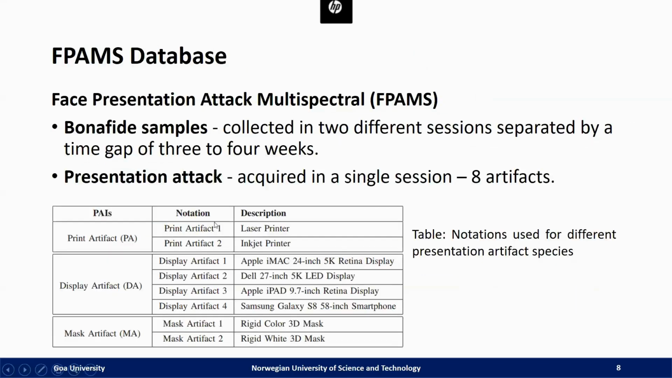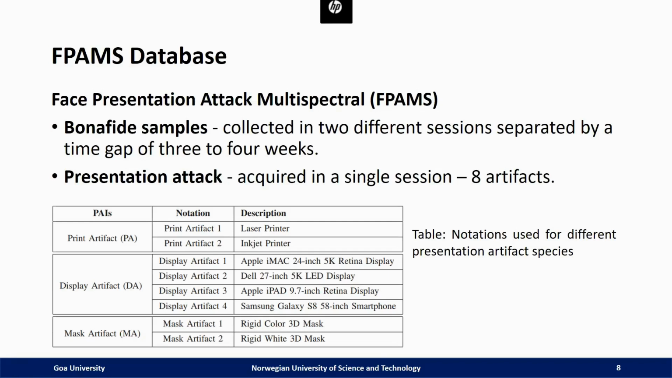These are the different kinds of presentation attack artifacts that we evaluate in this work. We have 2 different print artifacts: one is the laser printer, the other is the inkjet printer, so the quality of the print also varies. And we used 4 different types of display artifacts, from a low cost Samsung Galaxy S8 smartphone up to the Apple iMac, which has a retina display. The quality of the display attacks is very high, so obviously the vulnerability is very high.